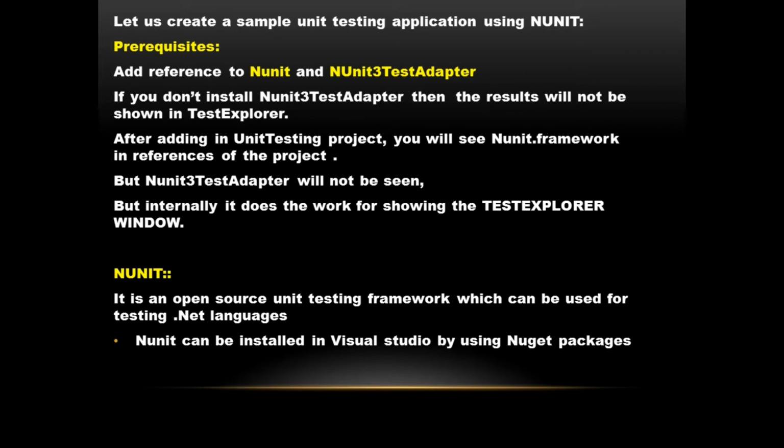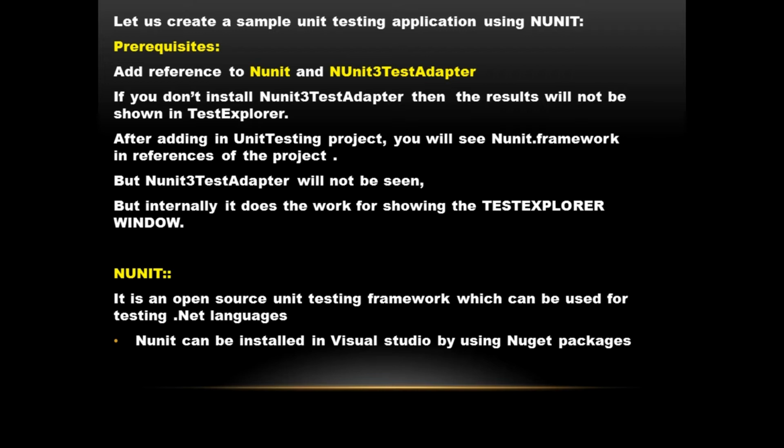So let us create the unit testing application using NUnit. Using NUnit, the prerequisite is you have to add a reference to NUnit DLL and NUnit 3 test adapter DLL using NuGet packages. Suppose you don't install the NUnit 3 test adapter, then the test result will not be shown in the Test Explorer. The Test Explorer will show the result whether the test is passed or not.